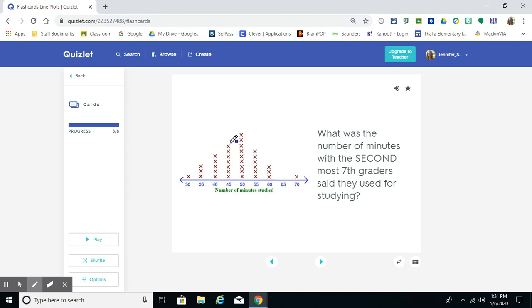So when I look at this, it's so easy when it's on a computer to line up your X's. See how when you look across, everything is lined up perfectly straight. Therefore, we can tell that this column is the second highest. So our answer is 45 minutes was the second place winner or response for the number of minutes that students studied.